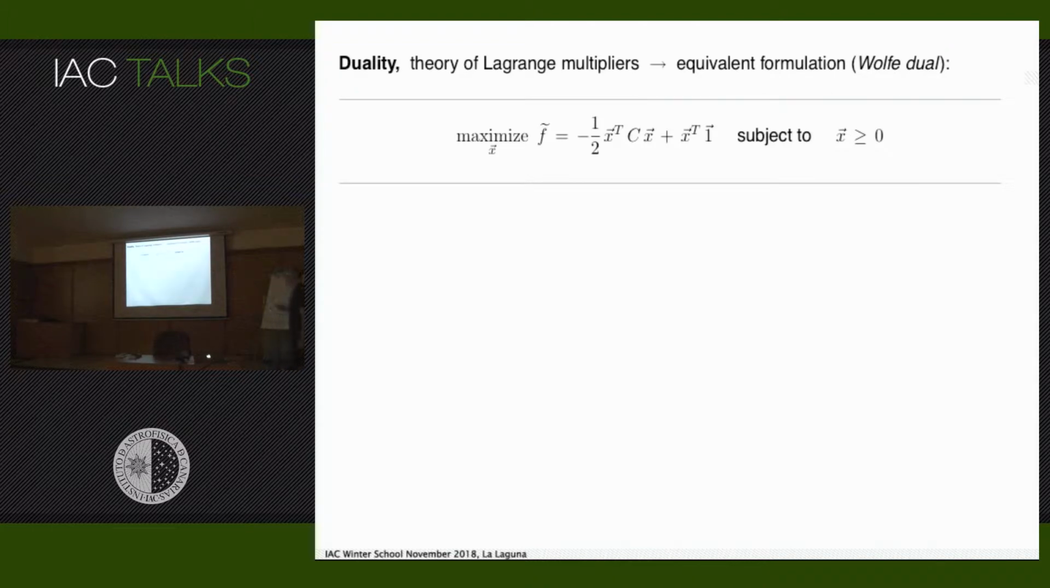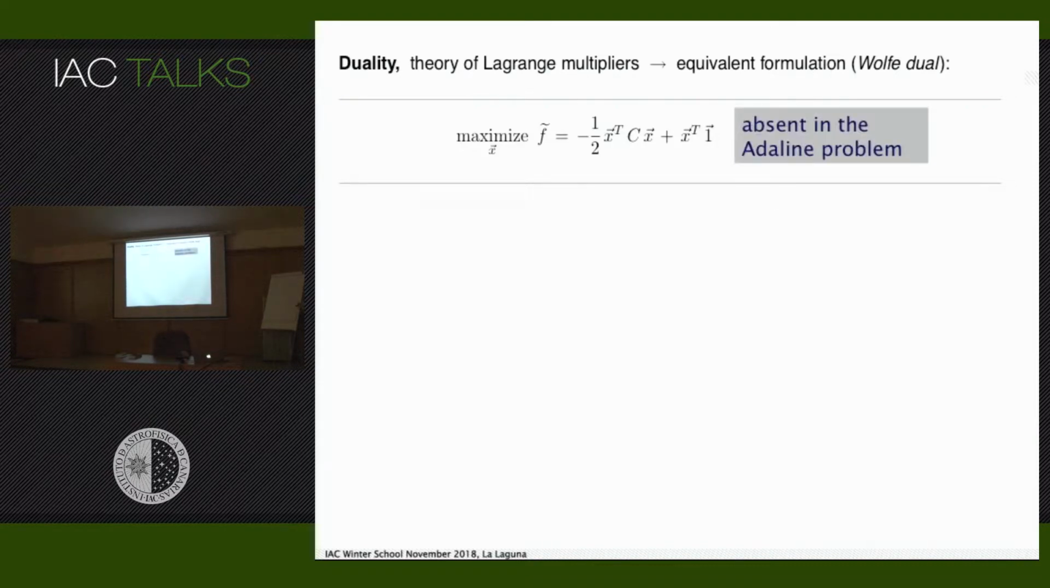Then you can apply a little bit more of optimization theory. You can eliminate the Lagrange multipliers again, and you end up at something which is called the Wolfe dual in optimization theory, and that tells you the equivalent problem to the original problem is now: minimize a function f tilde, which is minus 1/2 the quadratic form plus the sum of all x's, all embedding strengths, under the constraint that the embedding strengths are non-negative.